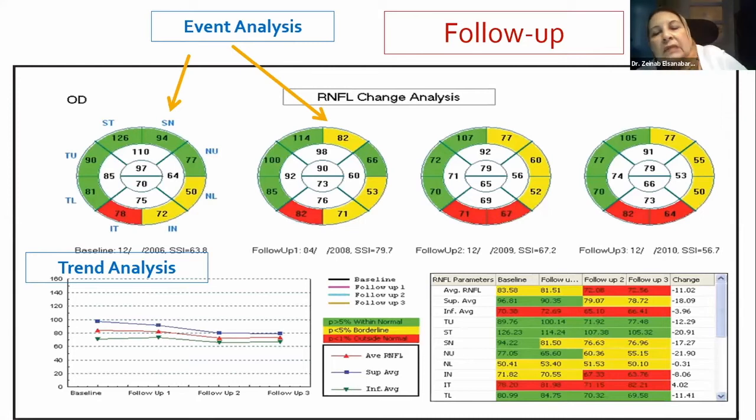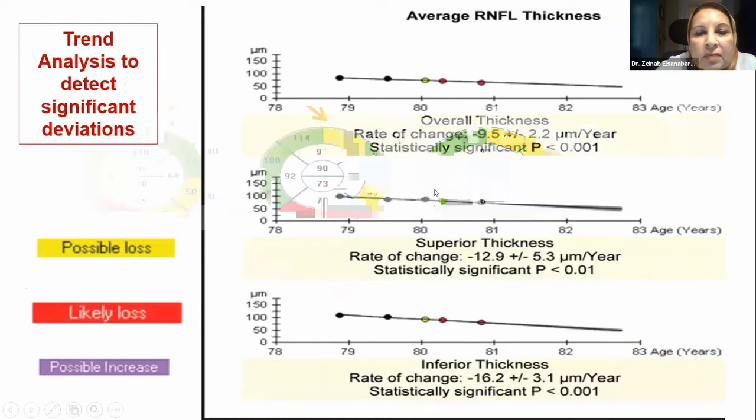We should always know that the follow-up for the OCT or the field, it's better to be done with the same instrument, as the normative data differ from one instrument to the other. We can analyze with event analysis, seeing that this area was in the green zone and then it became in the yellow and the numbers are diminishing. Or with the trend analysis, looking for a curve for the average retinal nerve fiber layer, the superior and the inferior. Also, for example, in ZEISS, we may get some sort of a significance for the rate of change, whether it is highly significant or not.